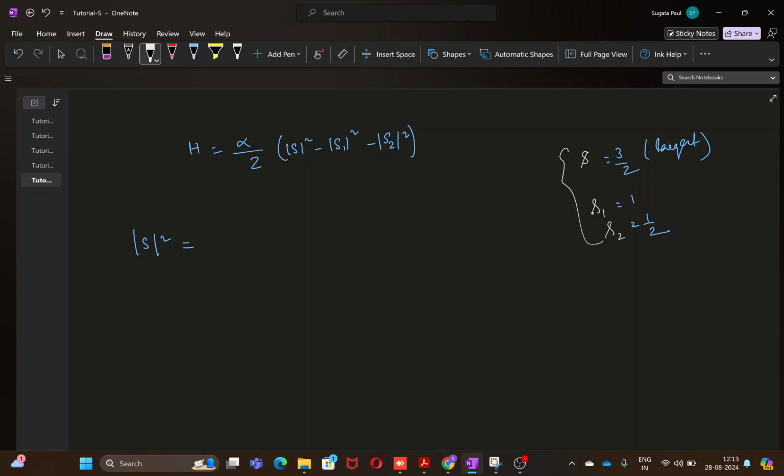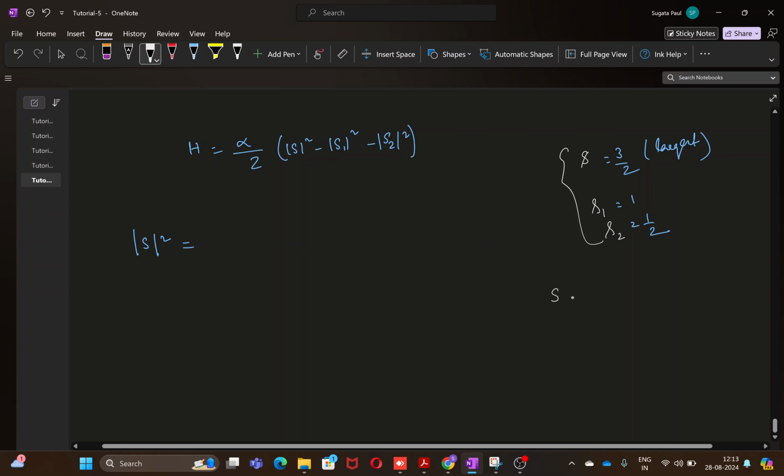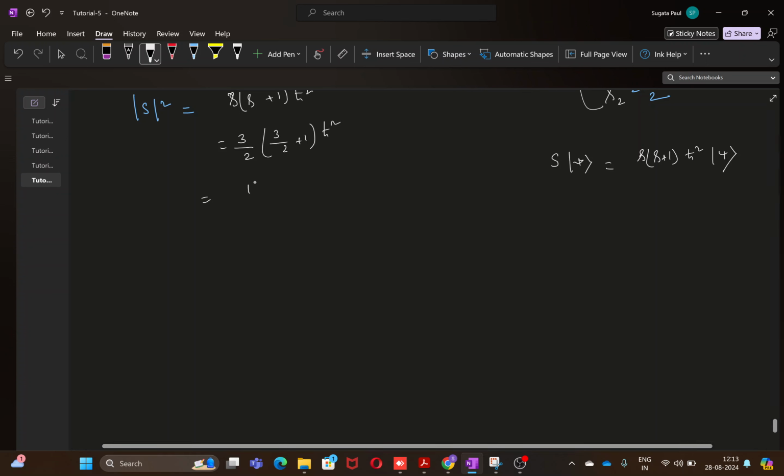For S whole mod square, you know that this S vector is an operator, and if it acts on a state psi, it gives S into S plus 1 h cut square psi. So that is how you get mod S square equal to S into S plus 1 h cut square, which is 3 by 2 into 3 by 2 plus 1 h cut square. So this is 3 by 2 into 5 by 2, which is 15 by 4 h cut square.